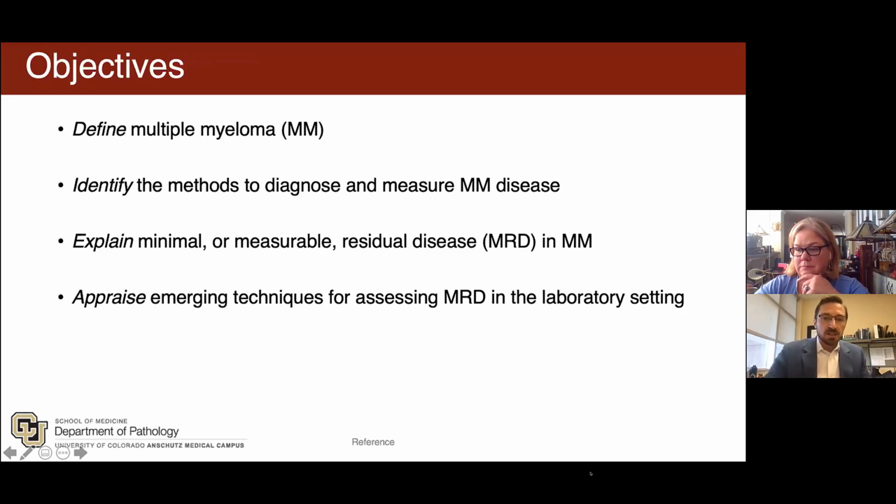These are the things I wanted to achieve today. First, to give you an understanding of what multiple myeloma is. Most of you probably don't work with these patients specifically. Then to identify some of the methods we use to diagnose multiple myeloma. Some of these are transferable to other cancers, and some are quite specific to multiple myeloma. Then I want to focus on this concept of minimal or measurable residual disease. And finally, talk about some of the emerging techniques, some of which will be applicable to other cancers as well.